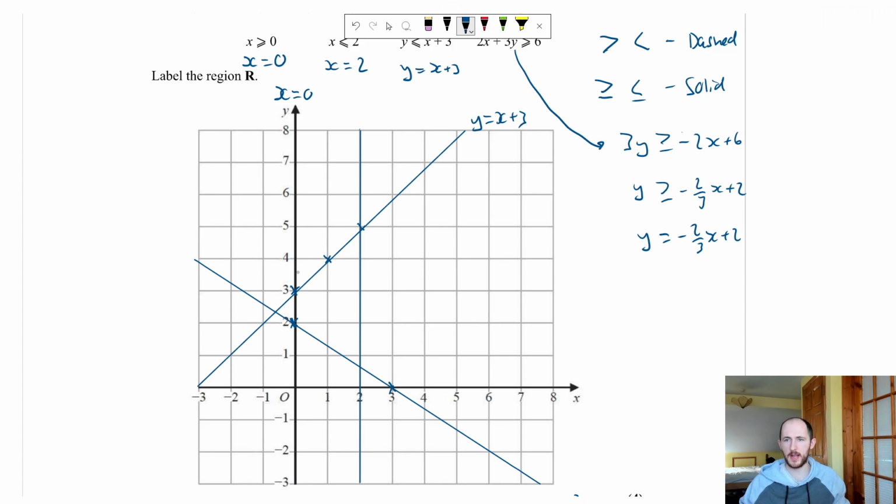It's also less than 2. So it's between these two lines here. Less than x plus 3, so it's below this diagonal line here. And it's bigger than the bottom line. So it is, in this case, and this is why they ask you to shade it or label it. I would personally shade it just to make sure everyone can see what I'm talking about. It's this region here. And it says label it R. So put a big R there.